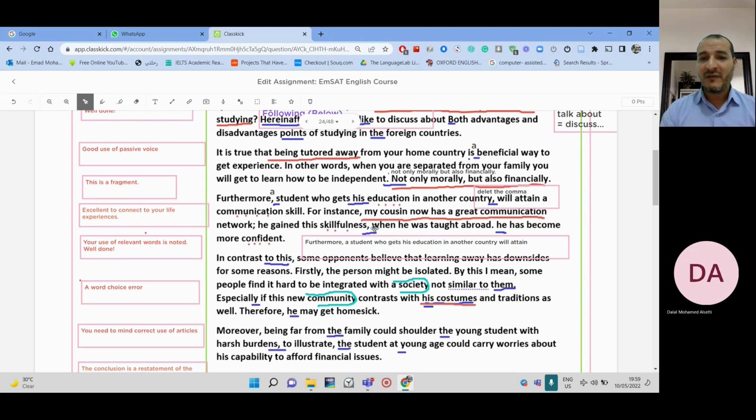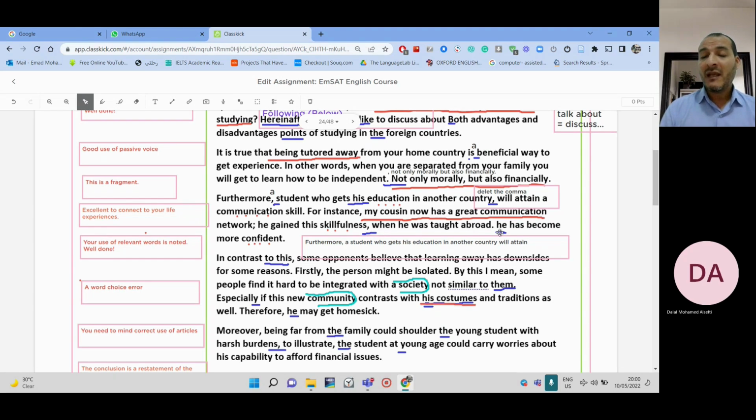Well, he gained his skillfulness, but it's better to say skill. Because I don't want to repeat skill, skill, skill, I tried to replace it with a synonym. To avoid repetition, you can say he gained his benefits, qualities, gifts, qualifications, anything which means advantages, you know, or such gains. He acquired such gains. Anyway, when he was taught abroad, that's great.